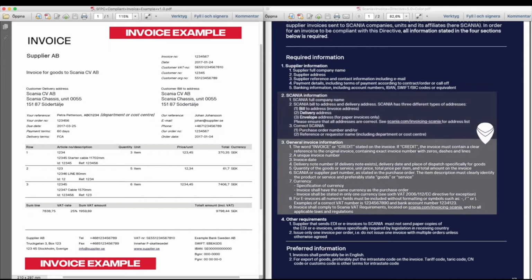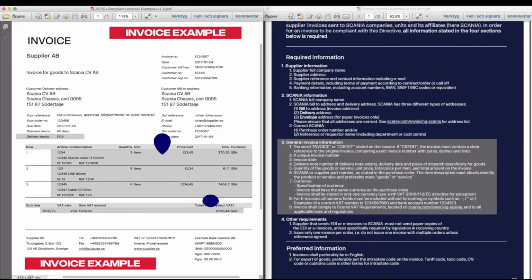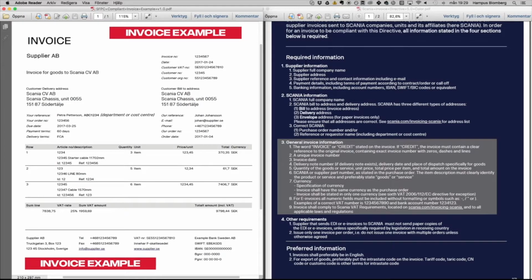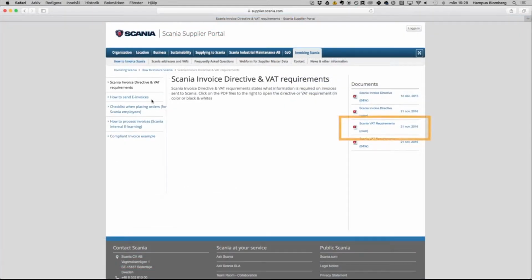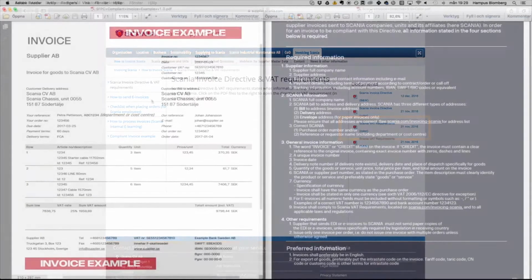Now, the general invoice information required is the word invoice or credit mentioned clearly, including the date and a unique number. Delivery information and quantities and prices in correct currencies for the goods or service. Also make sure to include all VAT information needed. VAT requirements are located below the Invoice Directive on Supplier Portal.